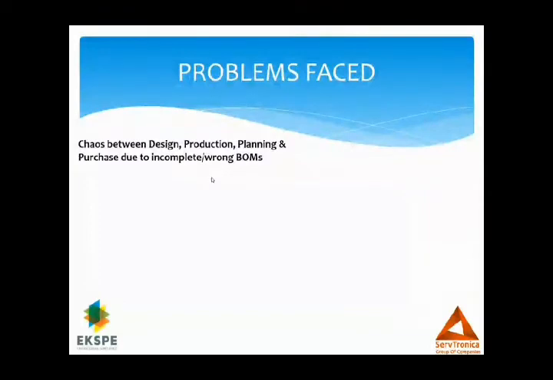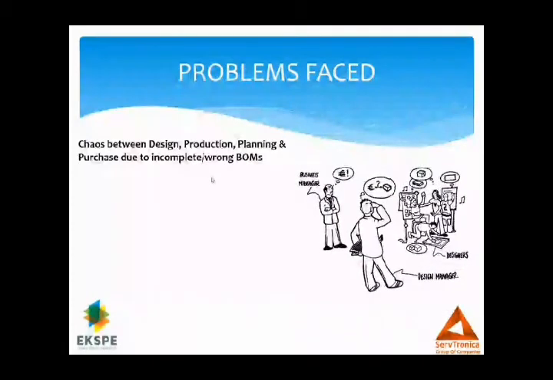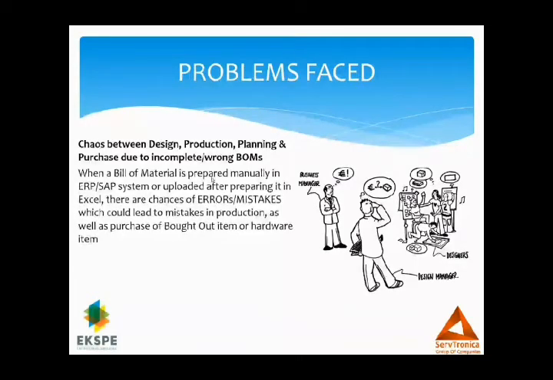Next is the chaos between the design, production, planning, and different departments because of a wrong or incomplete BOM. What happens is we prepare and amend BOMs manually. When we do a manual job, there are chances we make mistakes. These mistakes are not identified during the design phase, but during the assembly or dispatch of the machine, which actually causes a delay in the delivery of the project.